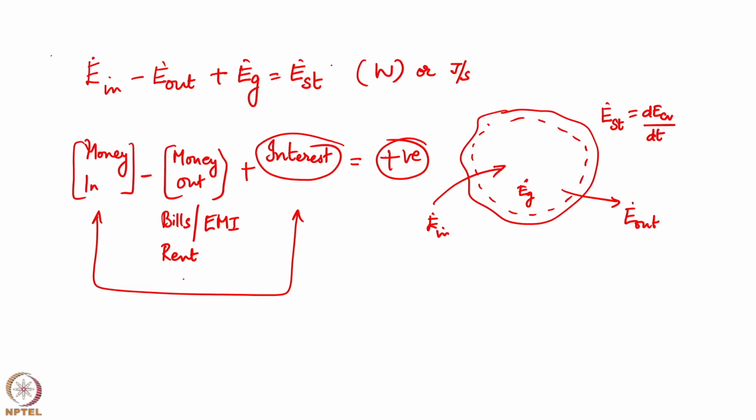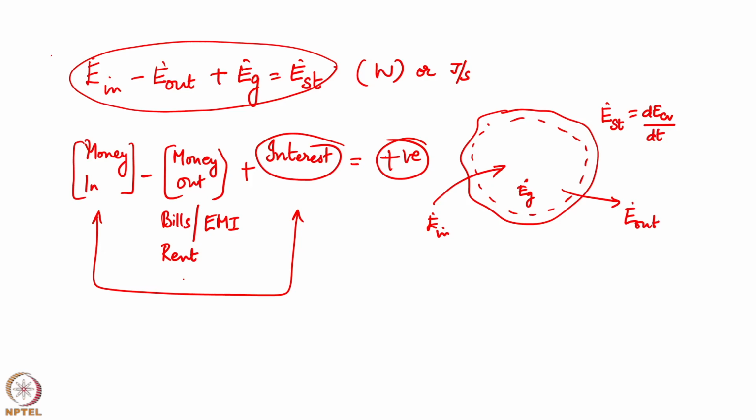So, your energy balance or energy transfer is nothing but a budget of what is happening with respect to energy in a control volume. So, this is something we would want you to remember. E dot in minus E dot out plus E dot generated equal to E dot stored.